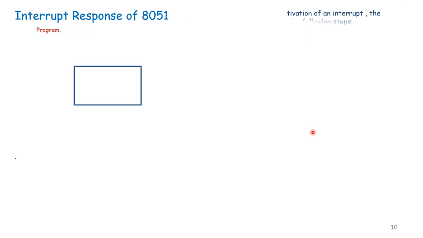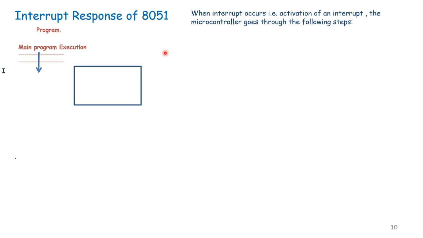Now the interrupt response of the 8051. When an interrupt occurs, the microcontroller goes through the following steps. These are the steps executed by the microcontroller. Here is how it works: the main program execution is going on, and an interrupt occurs.